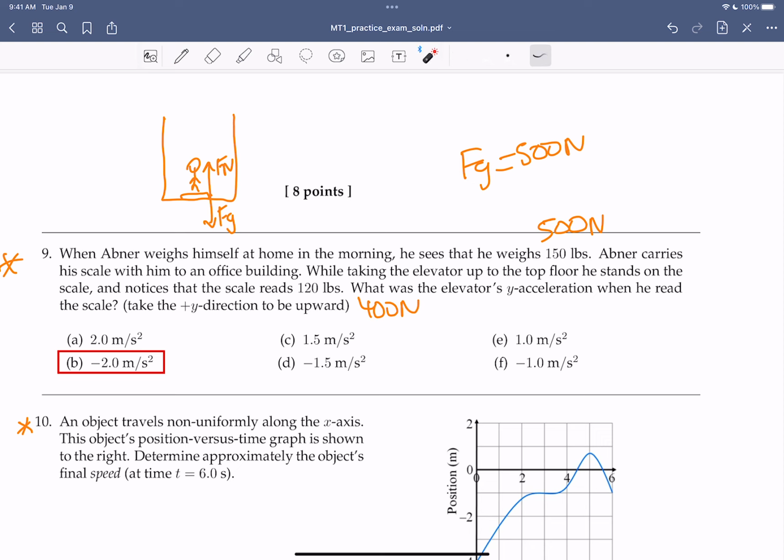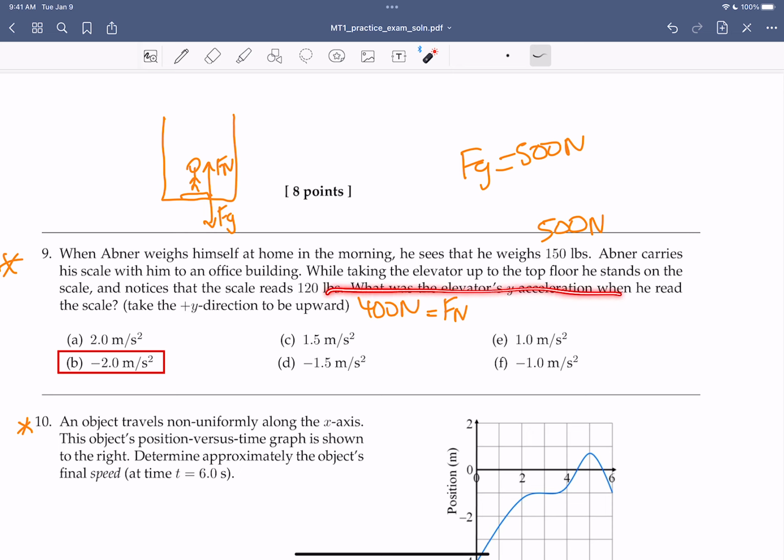Now, what's your contact force here? Yeah, normal force, exactly. Normal force is the force that comes from a contact surface, basically. So normal force is your apparent weight, because essentially apparent weight is the sum of all contact forces, and the only contact force here is normal force. So therefore, this is equal to normal force, right?